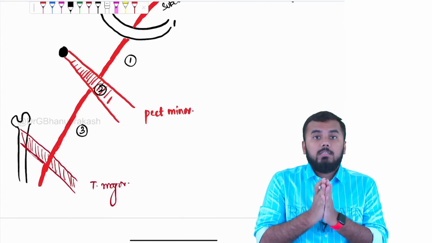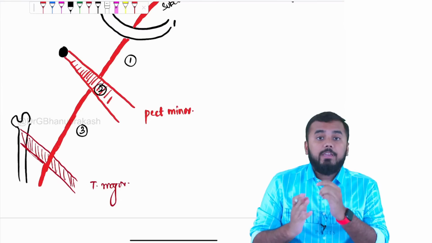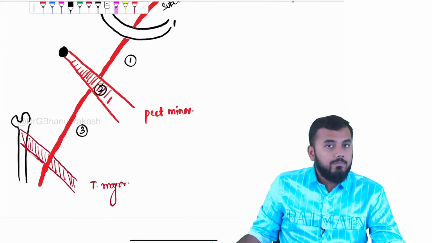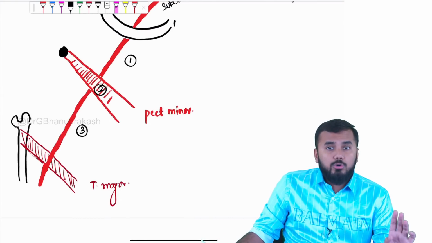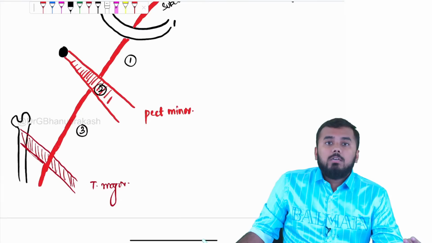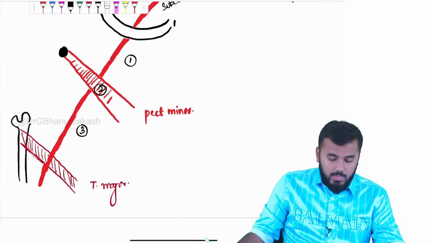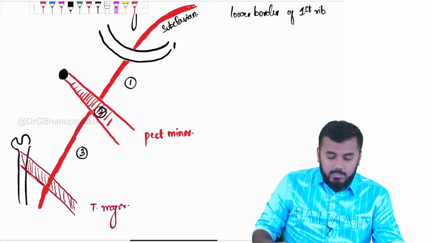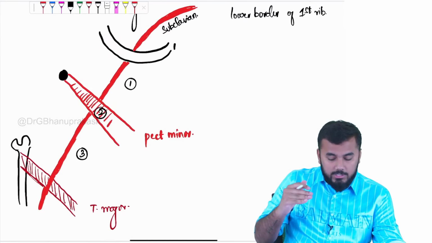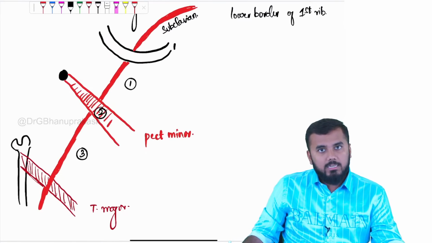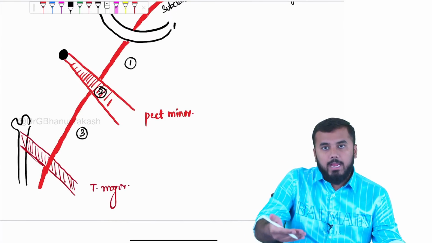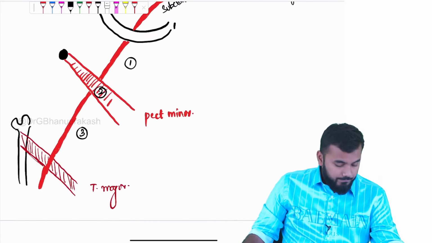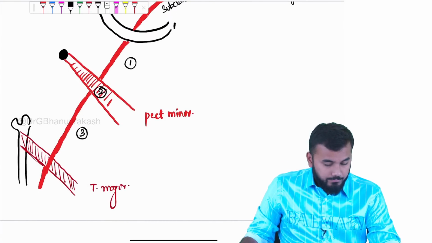These anatomical landmarks are very, very important, guys. You should definitely know the parts of the axillary artery. One is below the lower border of the first rib and above the pectoralis minor, that is the first part. The second part is behind it, the third part is after it. Is everyone clear so far?